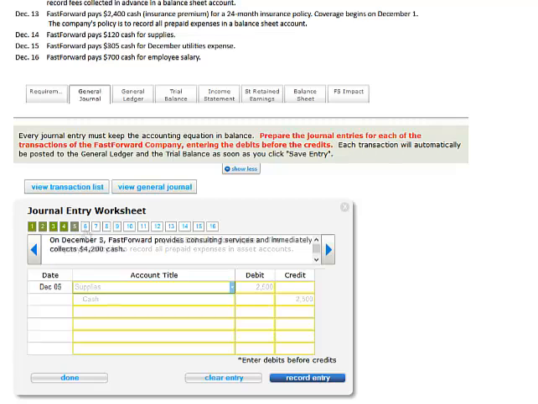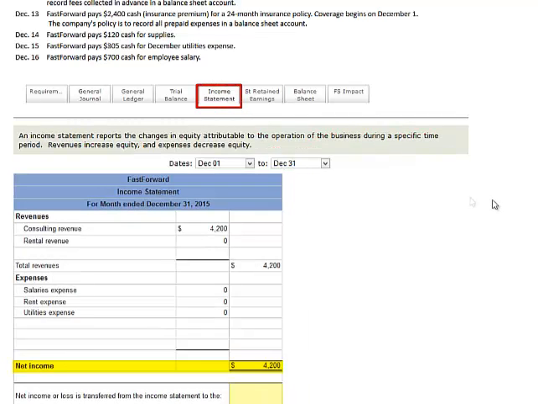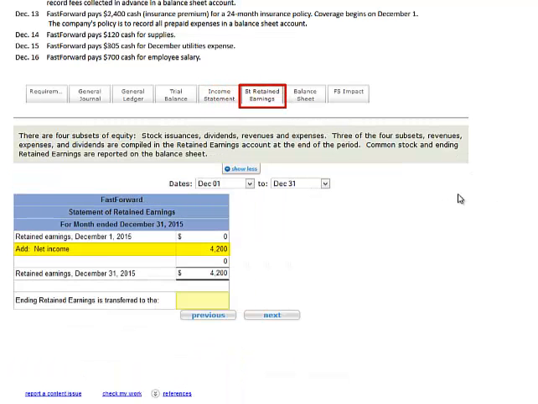Now let's record a transaction that will affect the income statement. Fast Forward provides consulting services and immediately collects $4,200 cash. We debit cash and credit consulting revenue. Now let's look at our financial statements. The income statement reports net income of $4,200. The amount of net income flows to the statement of retained earnings. We see the $4,200 added to the retained earnings balance.